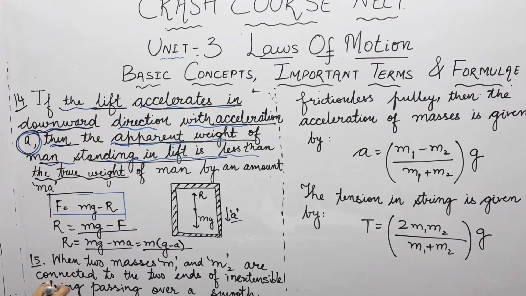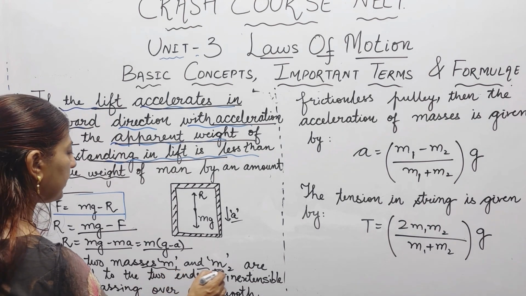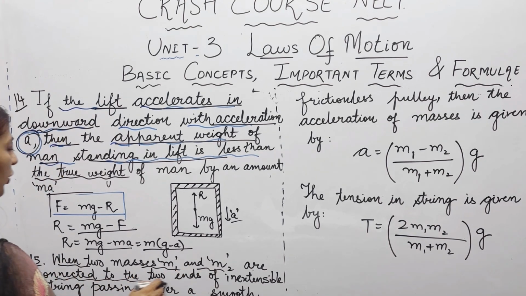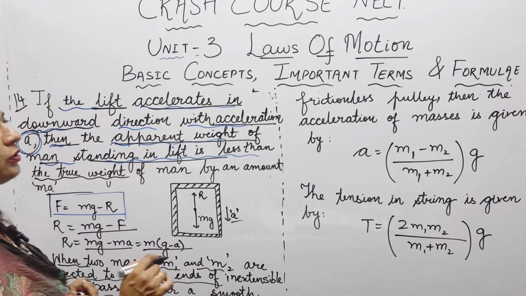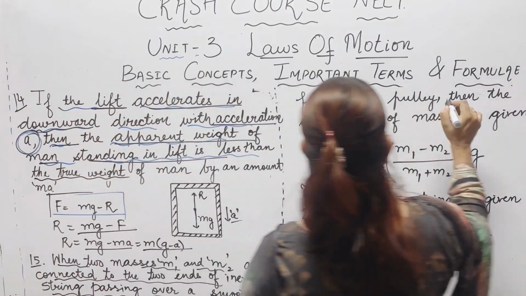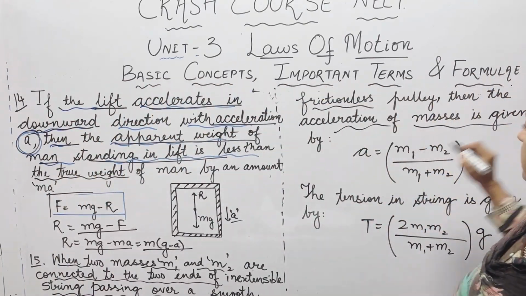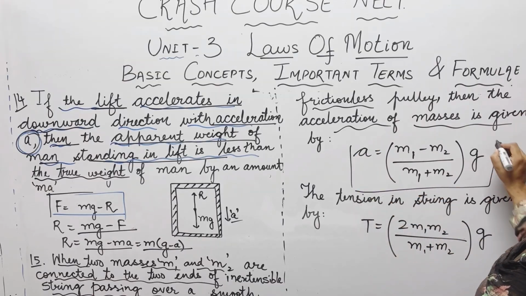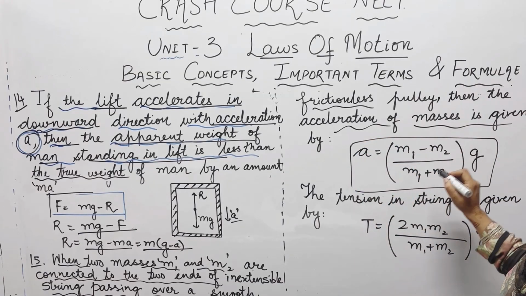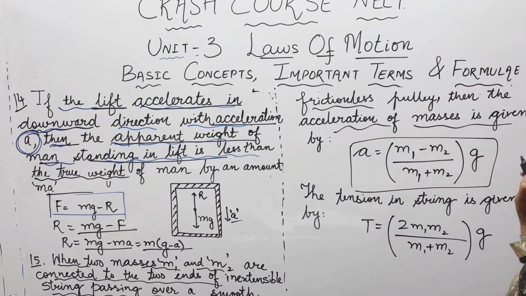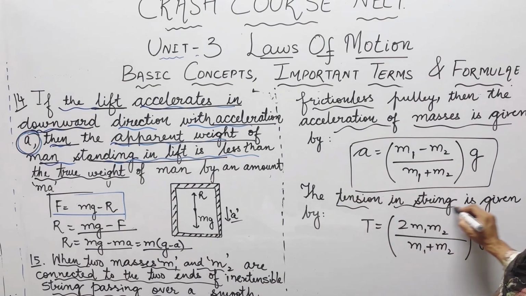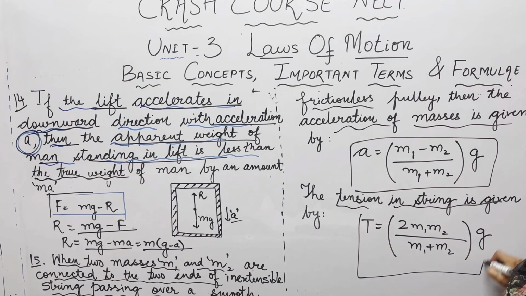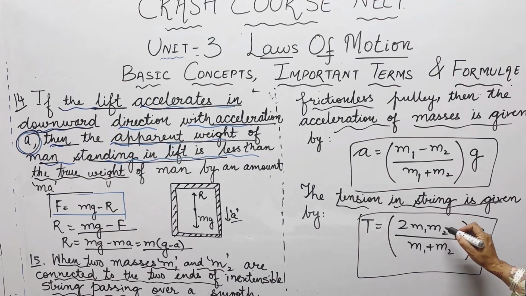The next is, when two masses, say m1 and m2, are connected to the two ends of an inextensible string passing over a smooth frictionless pulley, then the acceleration of the masses is given by (m1 minus m2) divided by (m1 plus m2) into g, and the tension in the string T is given by 2 m1 m2 divided by (m1 plus m2) into g.